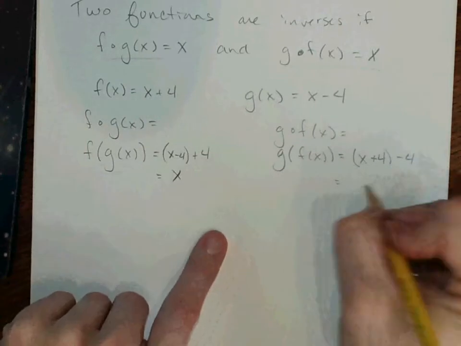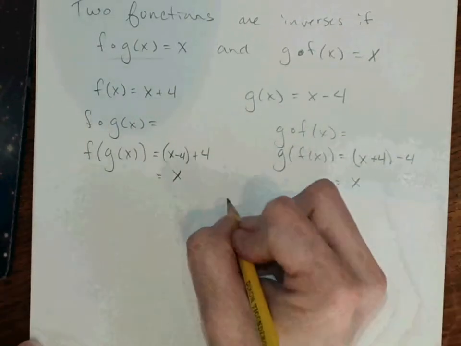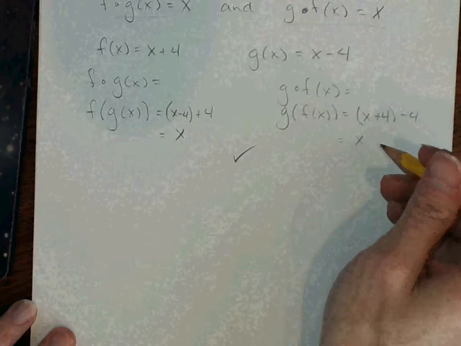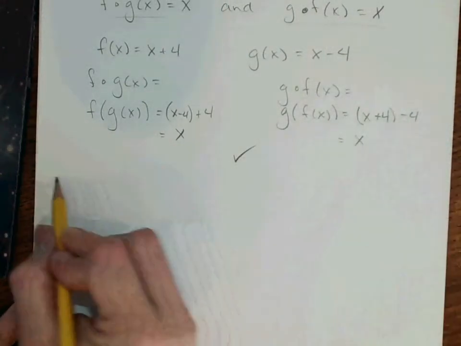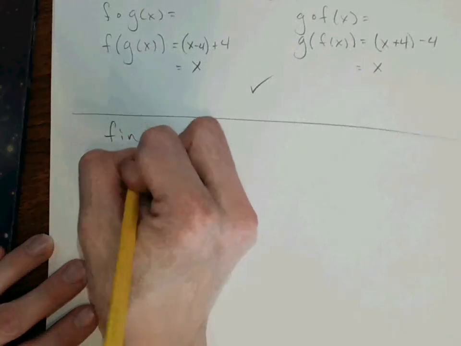And so in this case, I've got x plus 4 minus 4. That gives me a plain old x. Yes, they are inverses of each other. So if I need to check to see if they're inverses, this is what I'm going to be checking. Now, in order to find an inverse, these are a little bit trickier.